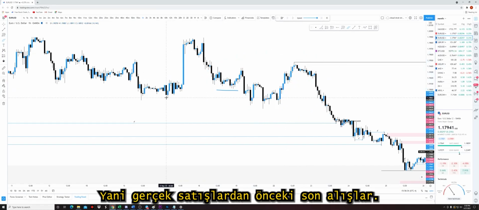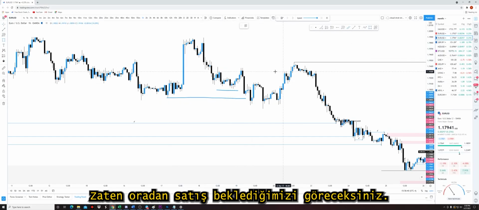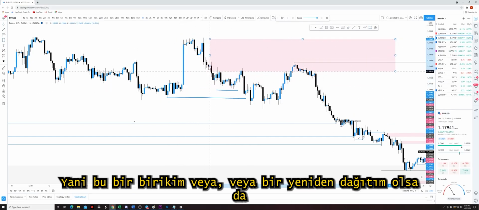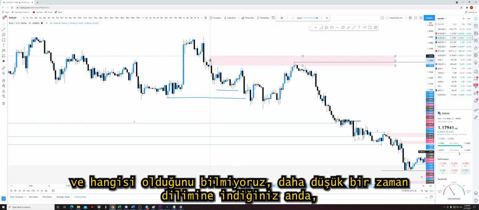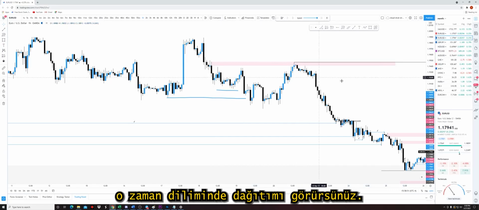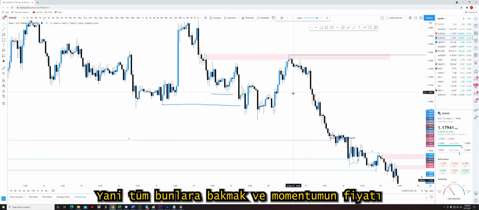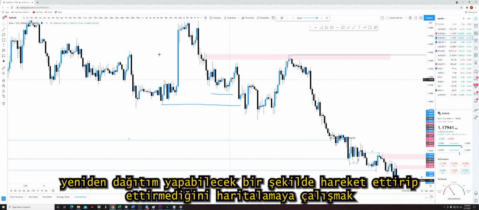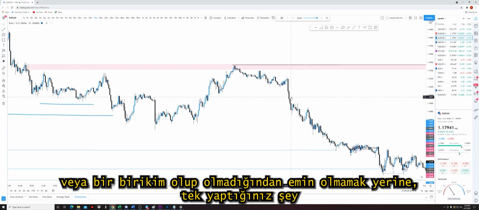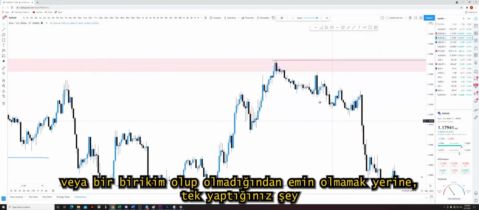But if you knew that you were breaking down in structure already, and you had certain areas mapped out by way of either MentFX blocks, right? Or even final buys before sells, or even refined wicks, so last buys before real sells, you'll see that we already were expecting sells from there. So even though this might be an accumulation or a redistribution, and we don't know which one it is, the second you get to a lower time frame, you see the distribution on that time frame.